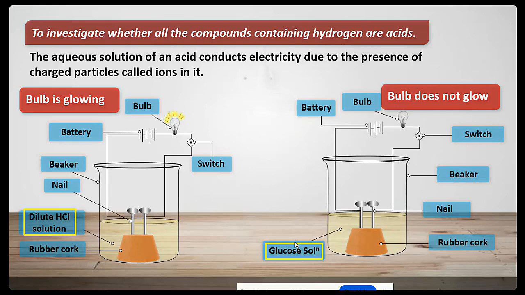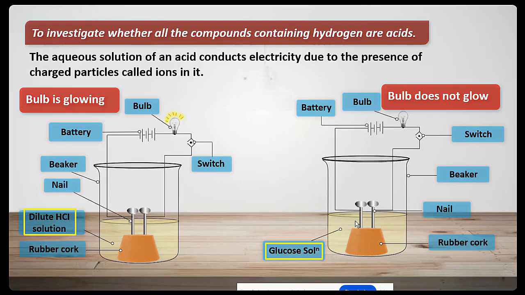So here in case 1, dilute HCl, the bulb is glowing, whereas in case 2, glucose solution, the bulb does not glow. Because dilute HCl solution contains H plus ions, whereas glucose solution does not contain positively charged particles. Is it right? So here no charged particles in glucose, whereas in HCl charged particles are there. That's why the bulb glows in HCl, whereas the bulb does not glow in glucose solution. Is it clear? So it is also very important.